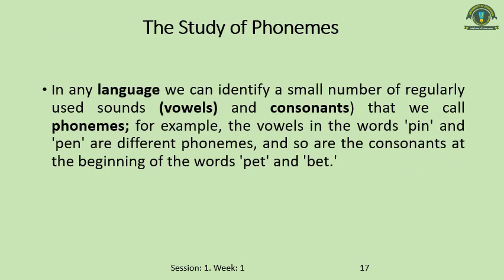Now, symbols, I told you, we talked about this. Each symbol has got a distinct sound. May I read it for you? In any language, we can identify a small number of regularly used sounds, vowels and consonants, that we call phonemes. Now, I repeat, in any language, we can identify a small number of regularly used sounds, vowels and consonants, that we call phonemes. For example, the vowels in the words pin and pen are different phonemes. Pin, p, I, n, pin. Pen, p, a, n, pen. Isn't it? They are different phonemes.